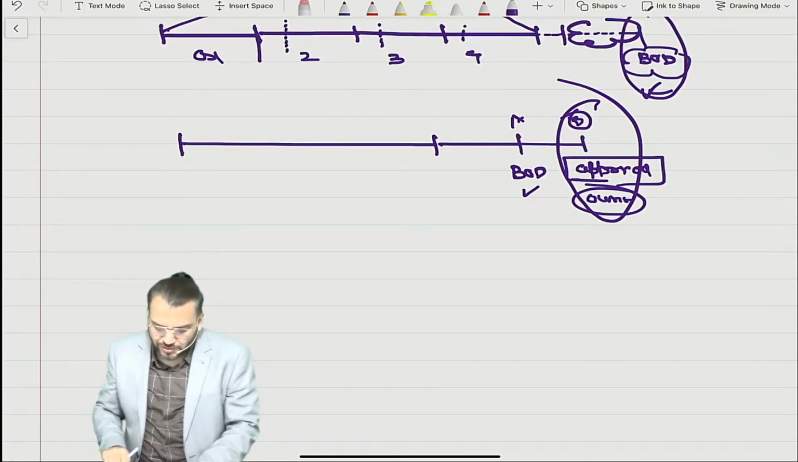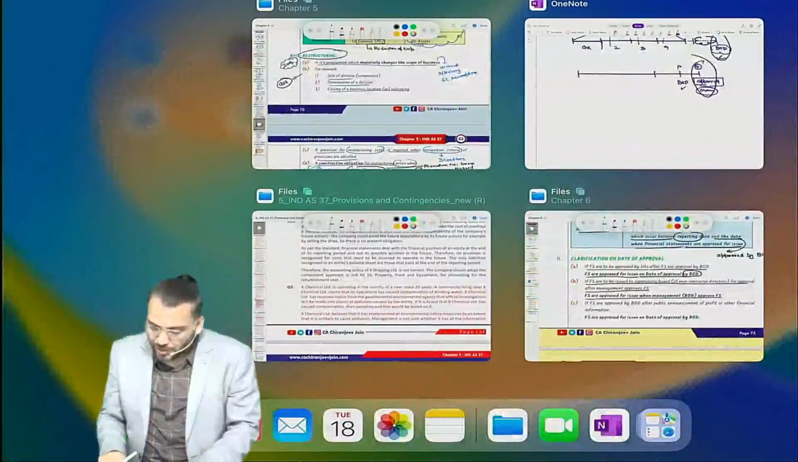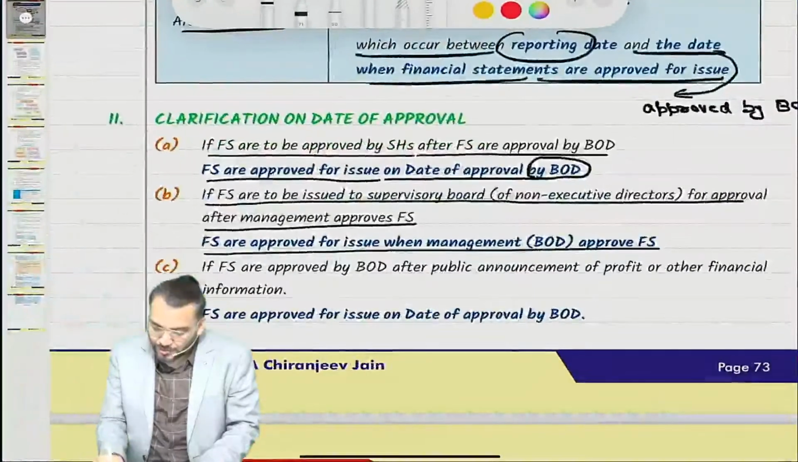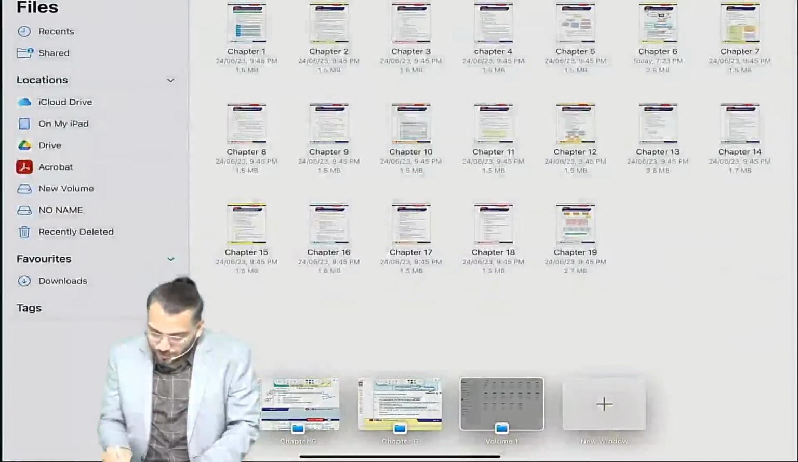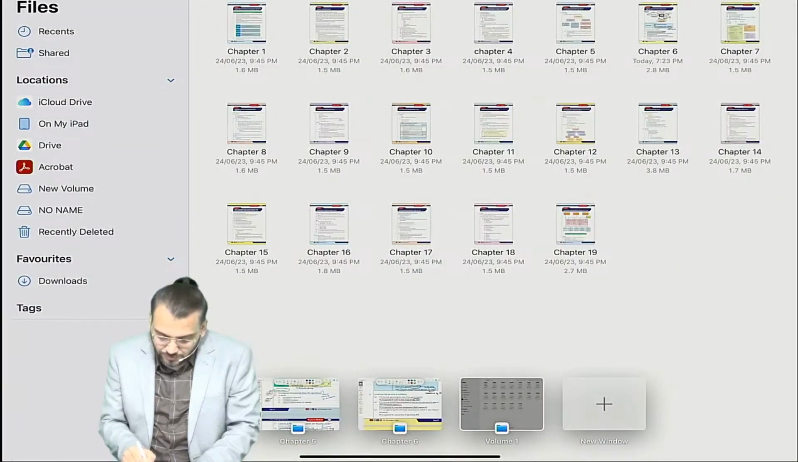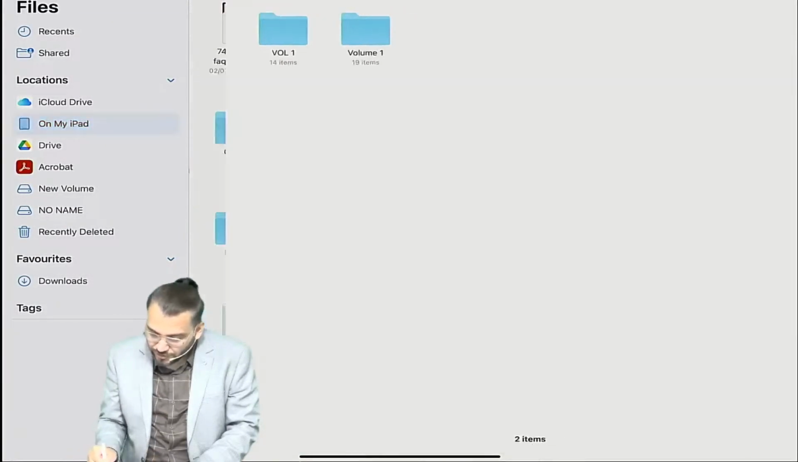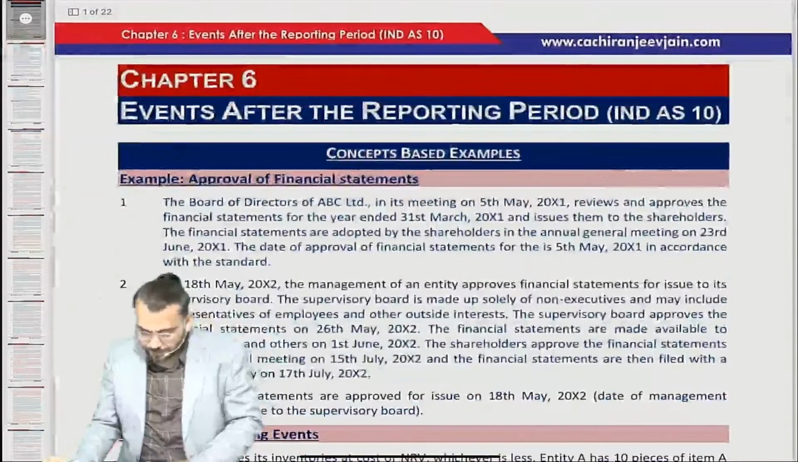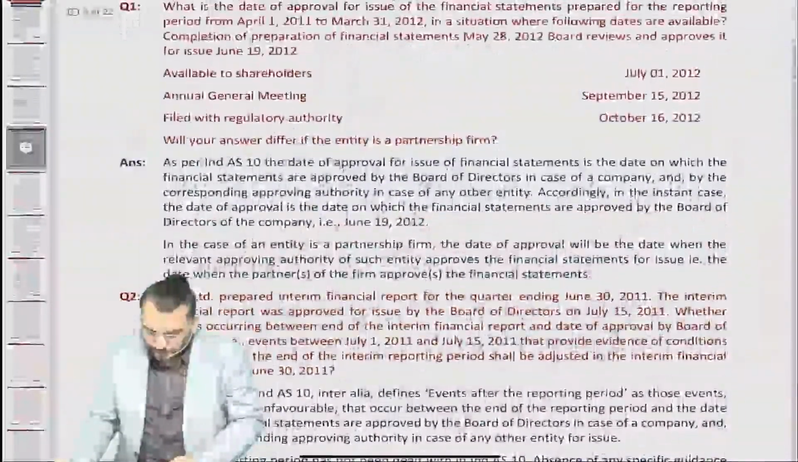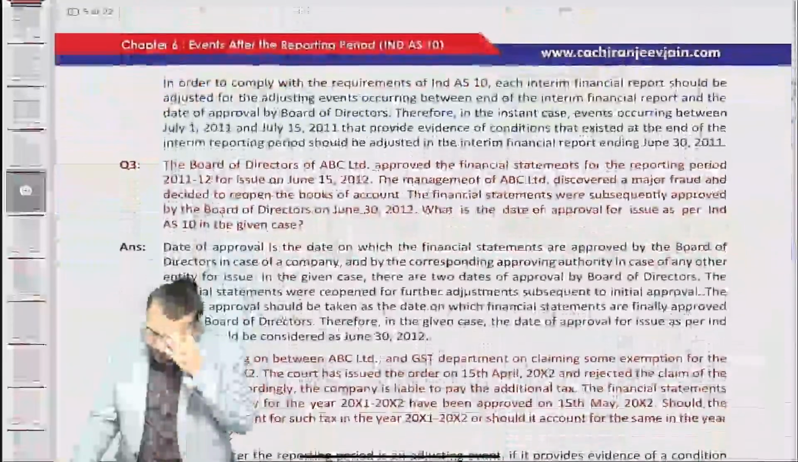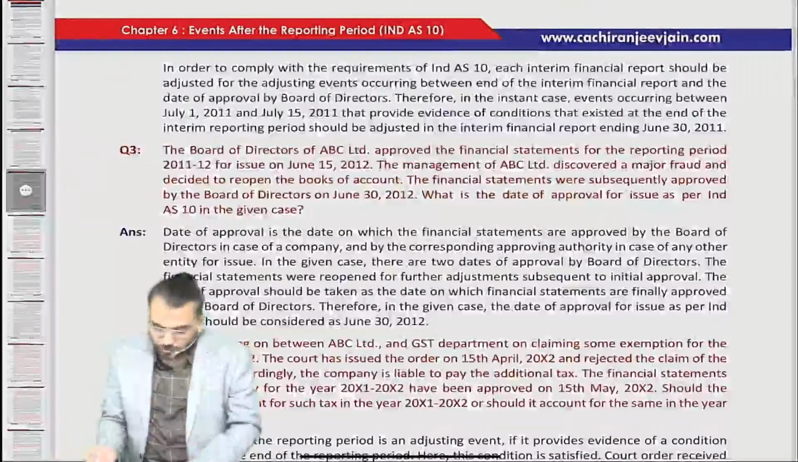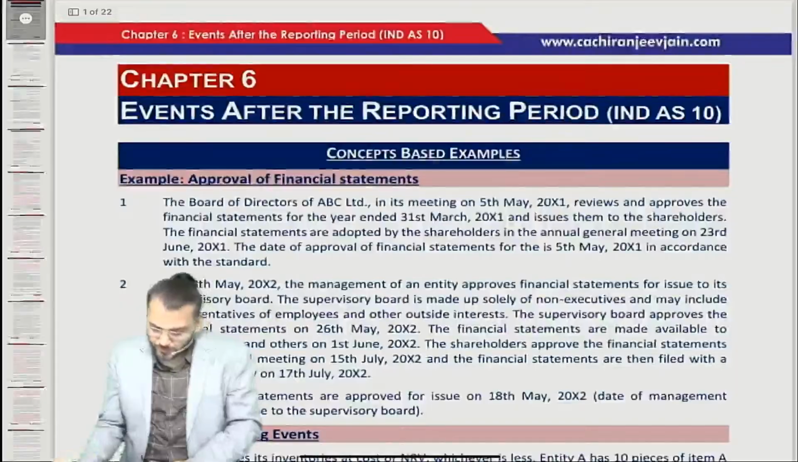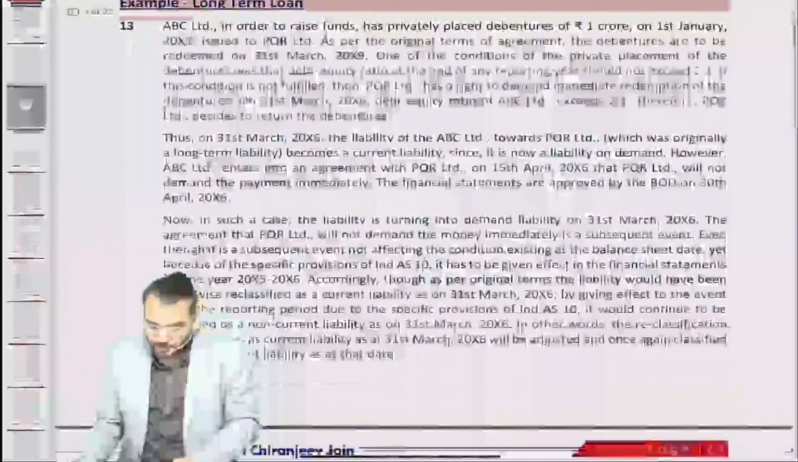Correct? There is one question related to this. Till now it has not been asked in the exam, but it can be asked in the exam. Got it? What I am saying? It can be asked in the exam. Question 3. Write down question number 3 somewhere.